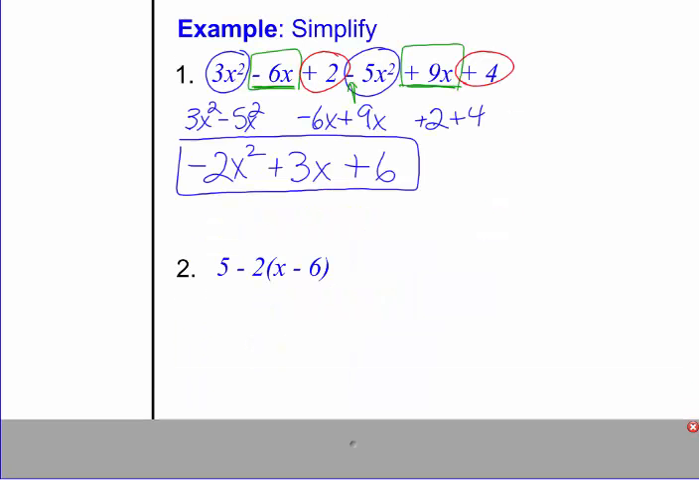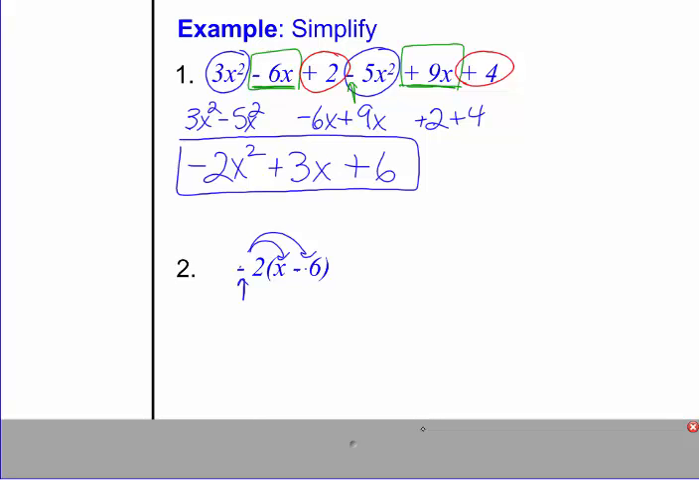And the next example. So number 2, 5 minus 2 times x minus 6. So part of it looks like what we did on the previous slide. Make sure that that minus in front of the 2 stays with the 2. Okay, so it's a negative 2 times x and a negative 2 times the minus 6. So you have to be careful with those double negatives there.